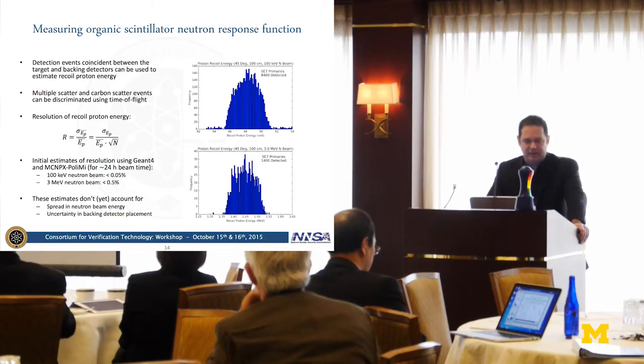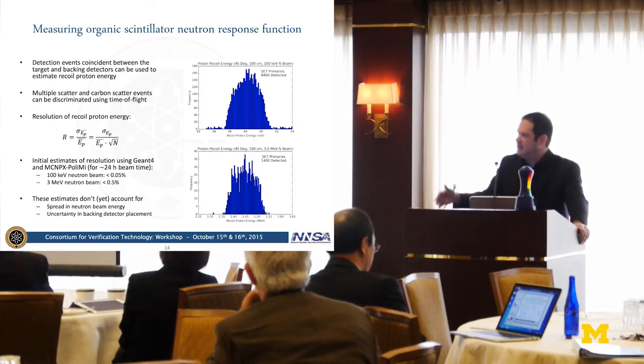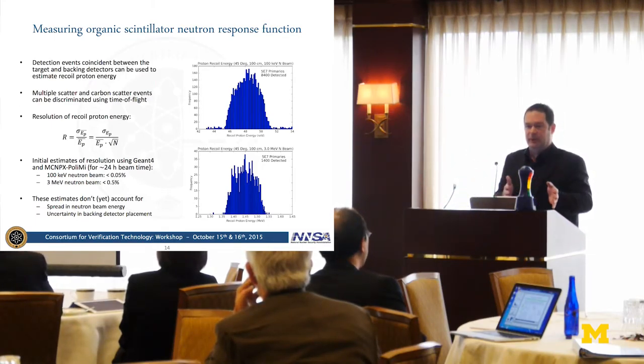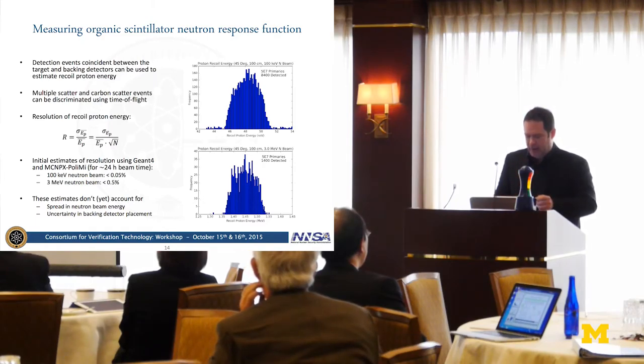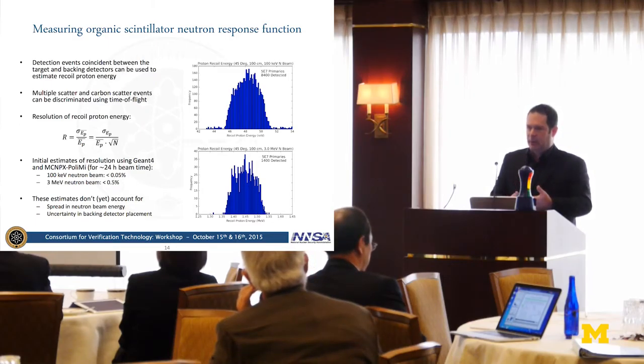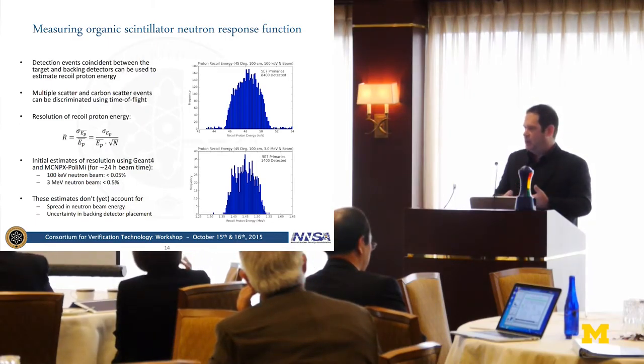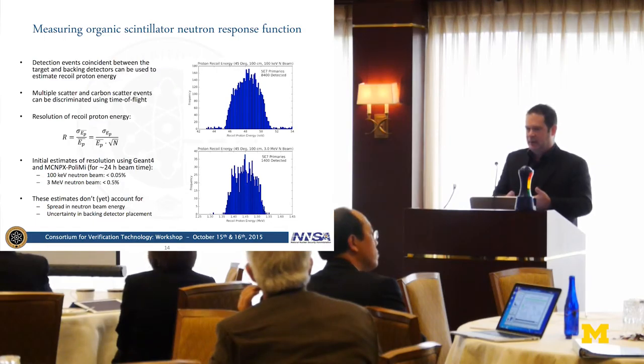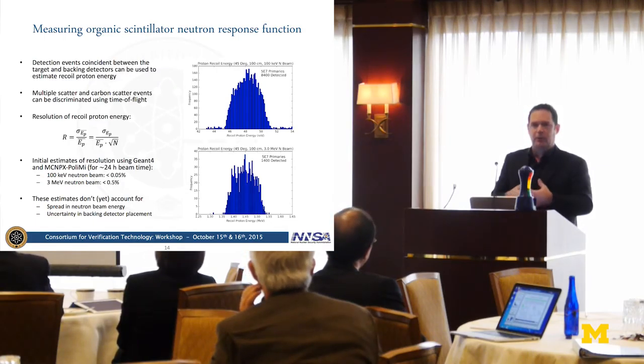So we've done some analysis of the precision of the measurement. The width of these distributions is controlled by the geometry of the experiment. They won't get narrower the longer you count. But what you're actually interested in is the resolution of the mean proton recoil energy, and the longer you measure, the less the uncertainty in the mean proton recoil energy will be. It's going to go down with the square root of the number of detections.